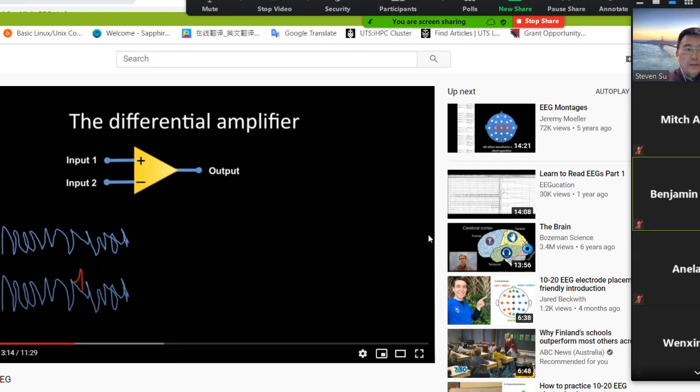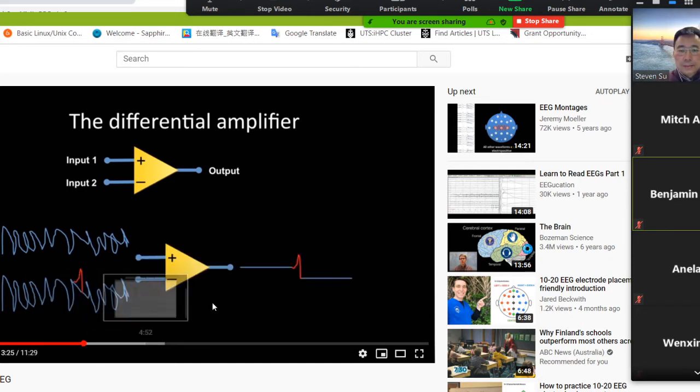But if you purchase an instrumentation amplifier, it can reach 120 dB or even more. So 120 dB is around 10 to the 6. That means this kind of differential amplifier is 10 to the 6 times more sensitive to the difference than to the common mode part.